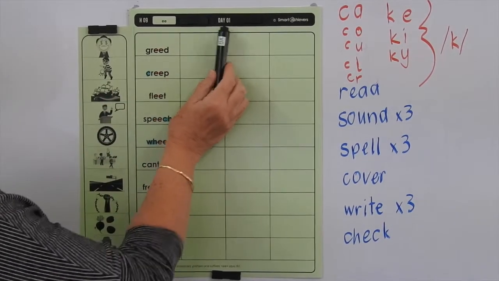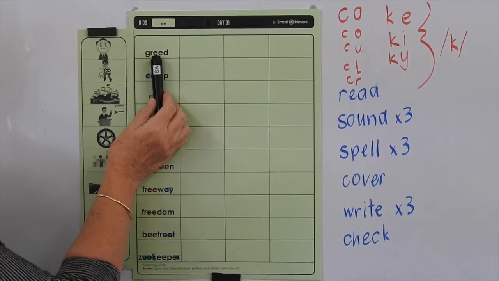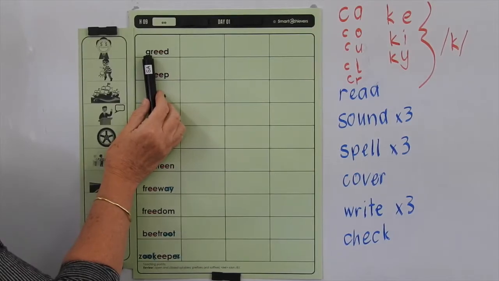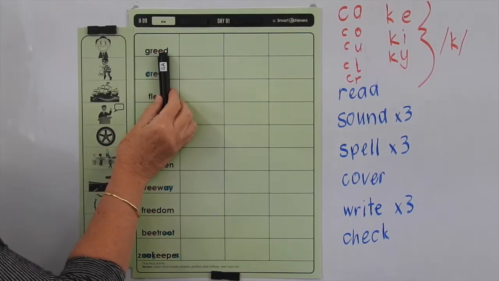Day 1, we're revising the long E sound with two E's. So we've got G, R, E, E, D, greed. You can colour these in as we go.